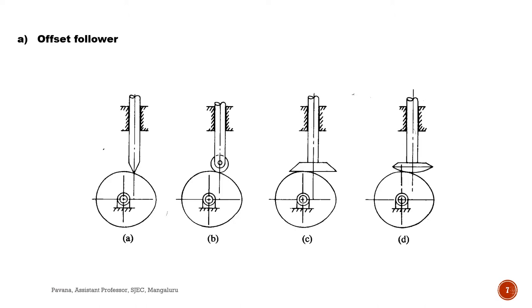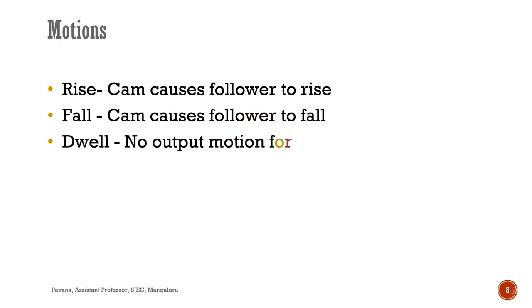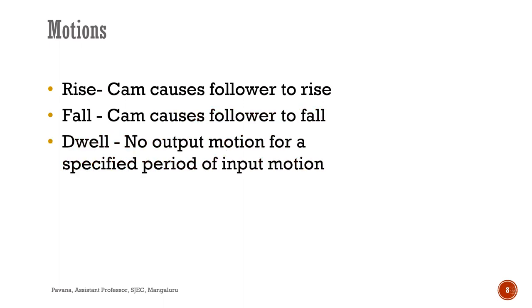Next one, the motions. There are basically three types of motion of the follower. One is rise, where the cam causes the follower to rise. Fall, where the cam causes the follower to fall. Dwell, where there is no output motion for the specified period of motion. So these are the three types of motion taking place.